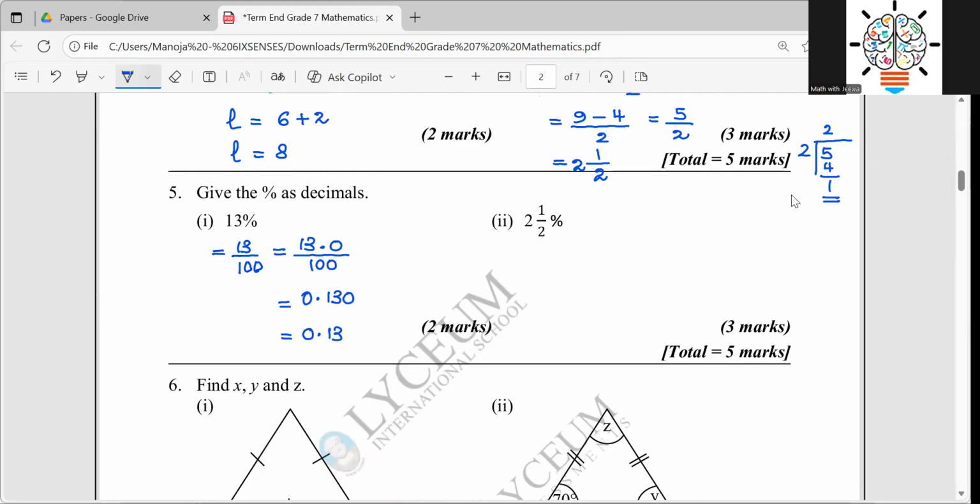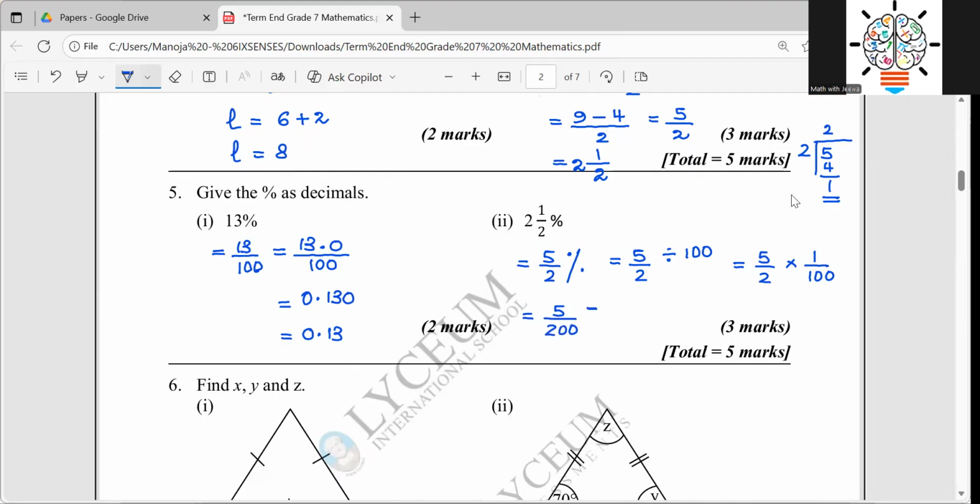And this one you can write 2 times 2, 4, 4 plus 1, 5, so 5 over 2%. How am I going to write this? % means out of 100, which means divided by 100. Then the next step I write 5 over 2 multiplied by 1 over 100. So then my answer is 5 over 200.